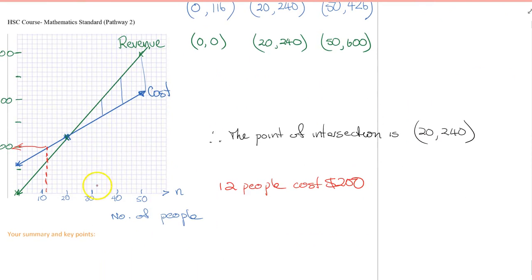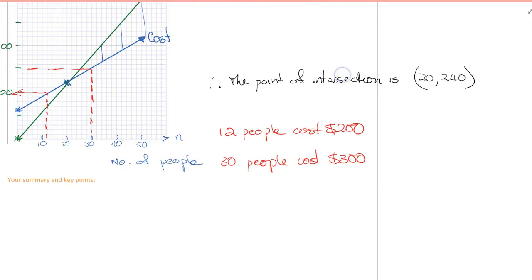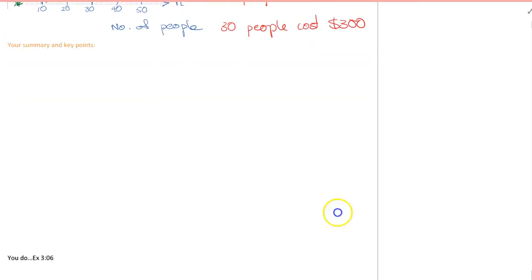And 30 people. For 30 people, we're going to come up this line till we get to the cost, and the cost is approximately there, and we come across and we can see for 30 people the cost now looks like about $300. So hopefully you've got some key points that you can write down from that video and get started with 306.